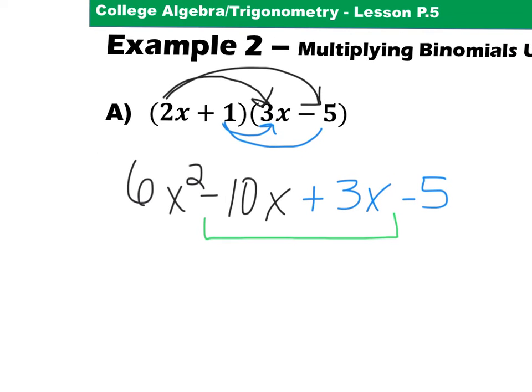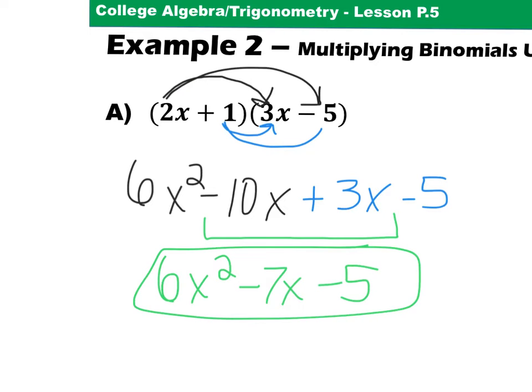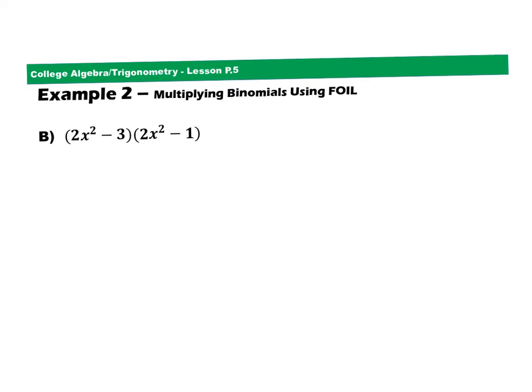And then what can we do in the middle right here? Combine like terms. I have a 6x squared, that stays. If I have negative 10x plus 3 is what? Negative 7x, good. And then minus 5. Good job. You guys remember this? Right? It's not horrible. I know this is way better than our fraction stuff.